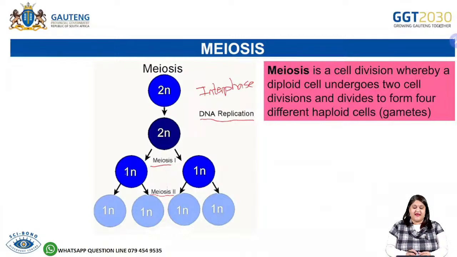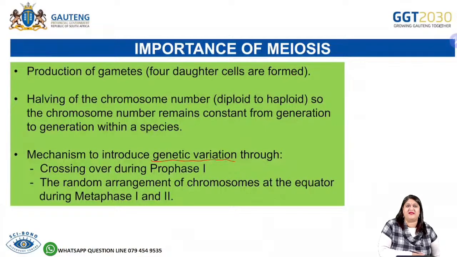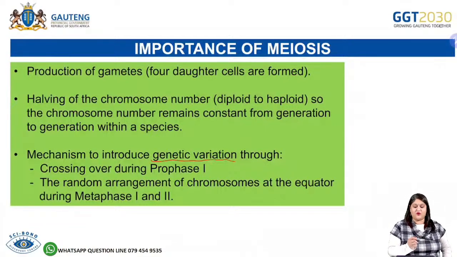Then lastly, the mechanism to introduce genetic variation. Very important. How does it do it? Genetic variation meaning that it's all going to be different. They're going to be different because the 4 cells, the 4 gametes that are formed at the end of meiosis, are going to be genetically different.